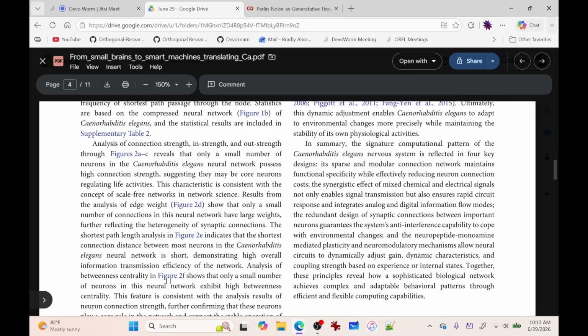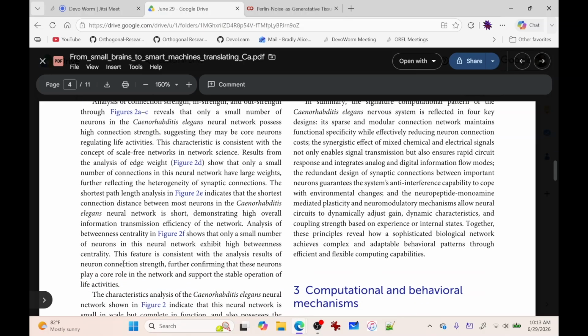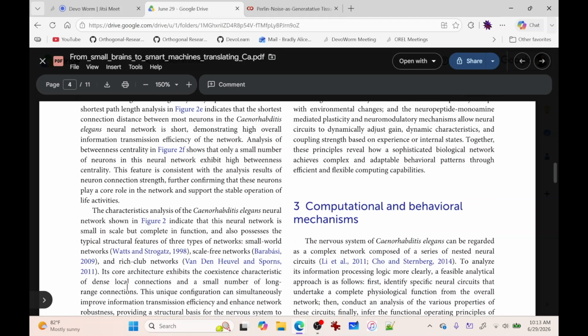Analysis of betweenness centrality in figure 2f shows that only a small number of neurons in this network exhibit high betweenness centrality. So it means that there isn't a lot of small world structure to the network. It's just scale free. And then this feature is consistent with the analysis results of neuron connection strength, further confirming these neurons play a core role in the network and support the stable operation of life activities.